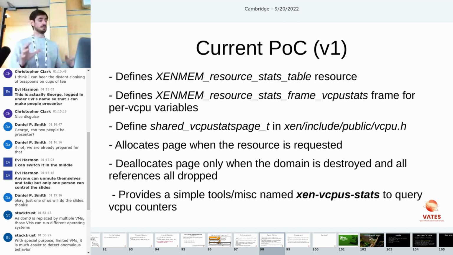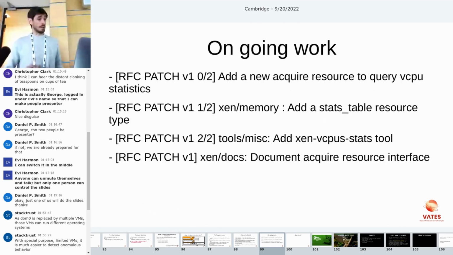And also, we already have a very simple tool called xen-vcpu-stat to show this new feature. So this is the ongoing work. We have two versions of the feature itself, which are the first three lines, and the fourth line is the documentation about the acquire resource interface. The idea to provide this documentation was that maybe someone else wants to use this interface for another purpose, so let's document it.